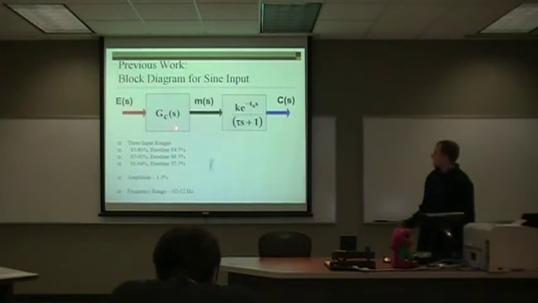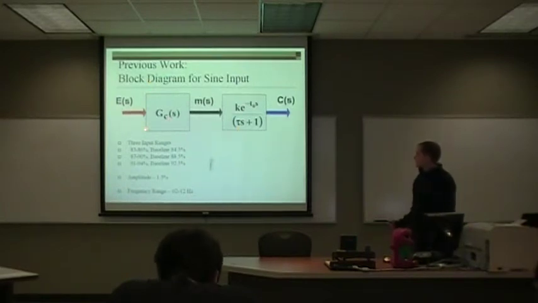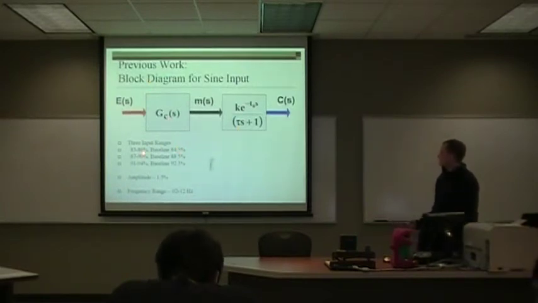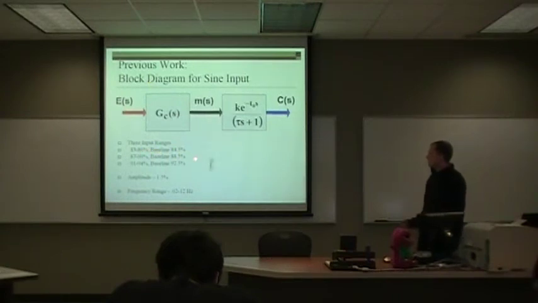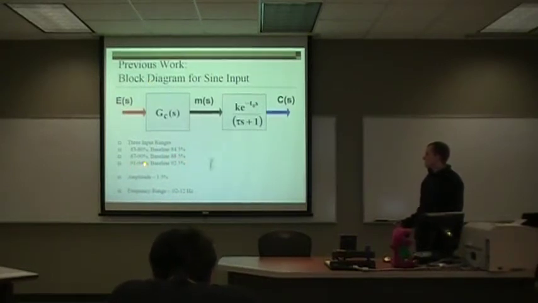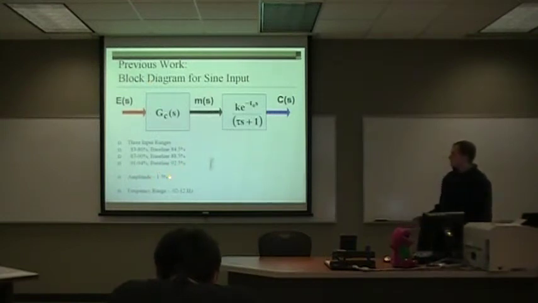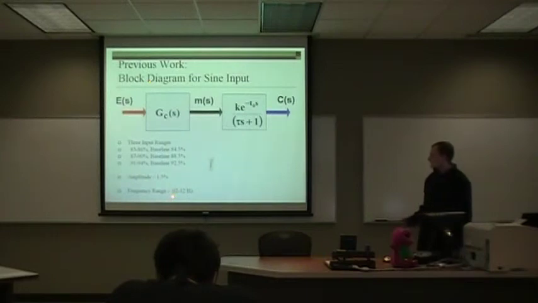This is a block diagram for the sine input. We used 3 input ranges: 83 to 86% with an 84.5% baseline, 87 to 90% with a baseline of 88.5%, and 91 to 94% with a baseline of 92.5%. Our amplitude was 1.5% and the frequency range was 0.02 to 12 Hertz.